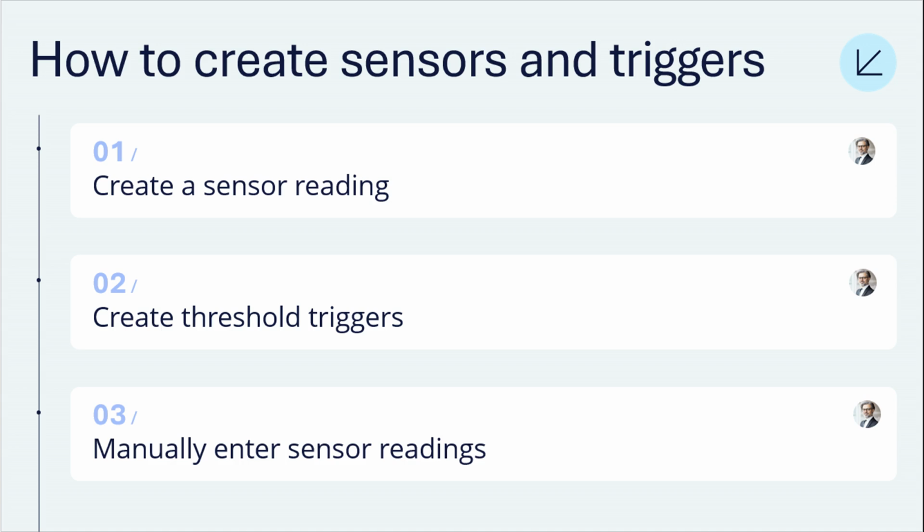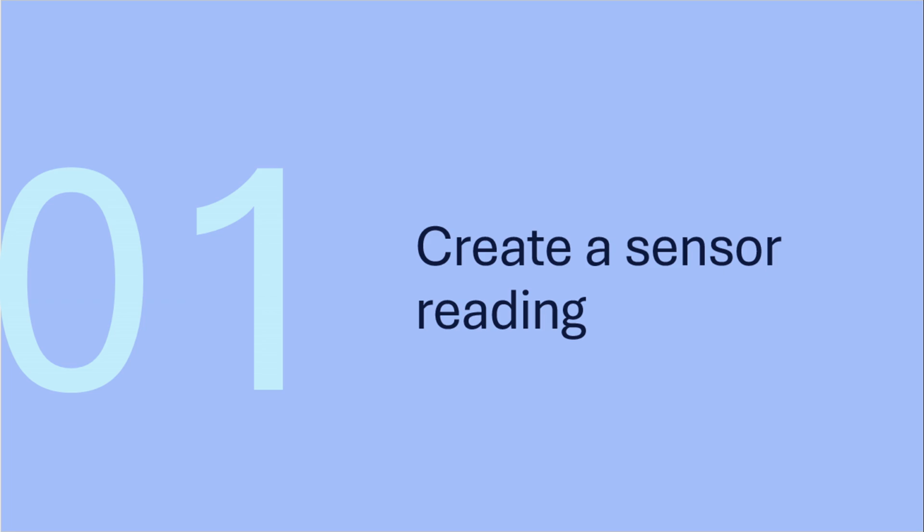I'll show you how to generate a sensor reading for an asset and set up a threshold trigger for the incoming data. Then I'll explain how to manually enter sensor readings if needed. Let's start by creating a reading type for the asset sensors to track.